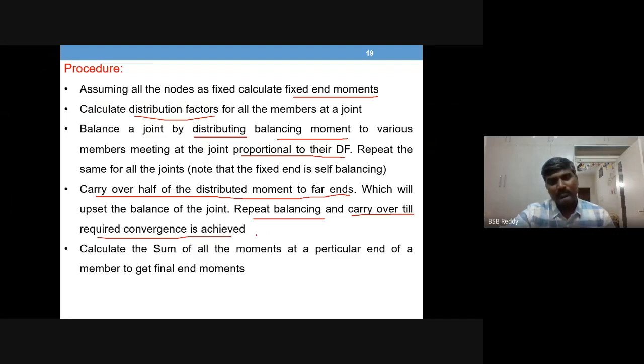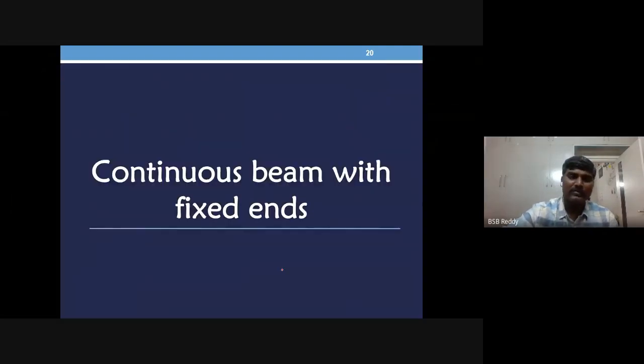So you have to set some value of convergence, then achieve that convergence and stop the process. Mostly in most of the cases 4 or 5 trials are enough to reach the required convergence. Once you complete this balancing process, you calculate the end moments by adding all the moments at a particular end. That will give you the final end moments. This is the procedure in short. Let us see with an example.